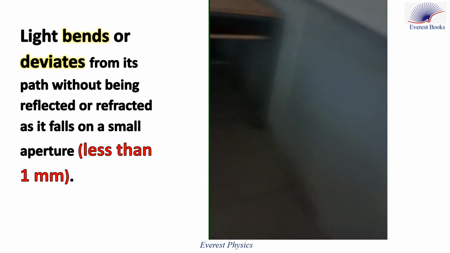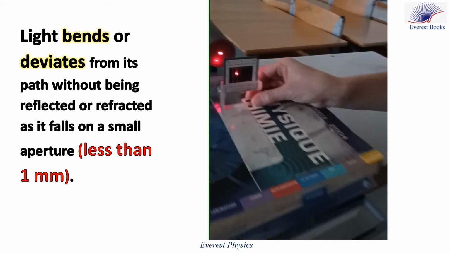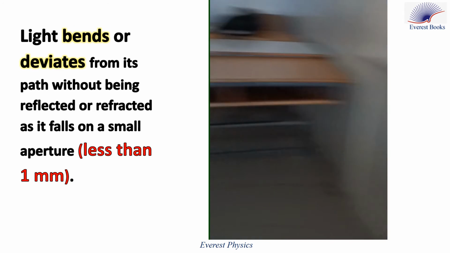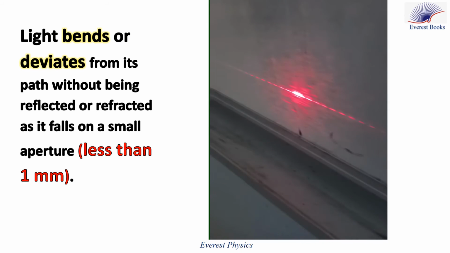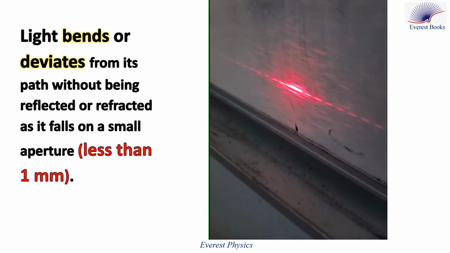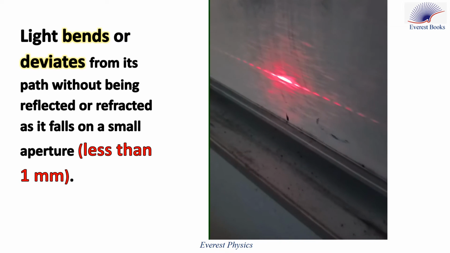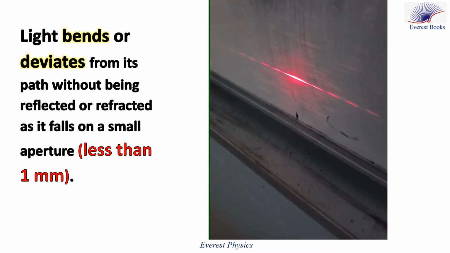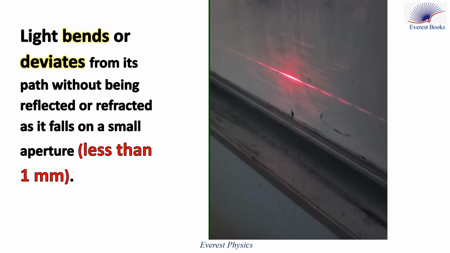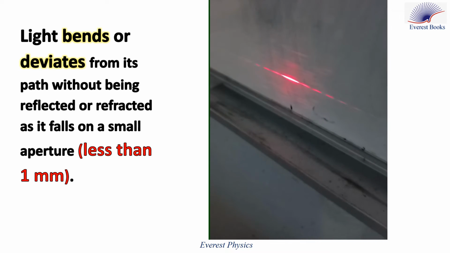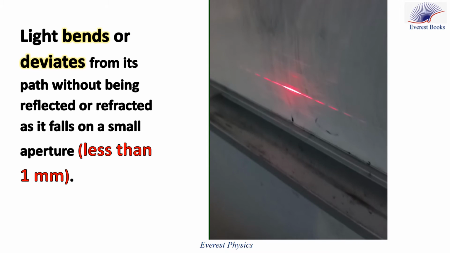Now, what happens if I replace the slit by another one having a smaller width? Observe. The fringes become wider. Let's replace it by another one of a smaller width. The fringes also become wider. Another one of a smaller width. So, what do we conclude? We conclude that as the width of the slit decreases, the fringes become wider.